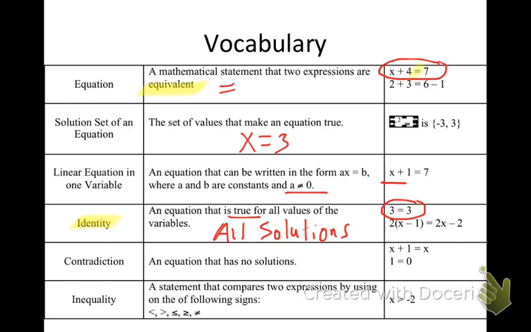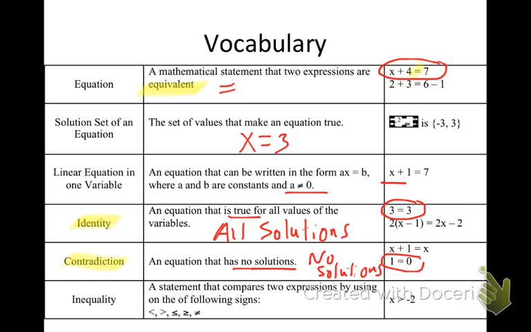All right, next I have what's called a contradiction. A contradiction is an equation that has no solutions. This would be like if I had a false statement, for instance, 1 equals 0. Is that a true statement? No. 1 does not equal 0. False statement. Henceforth, I get no solutions.